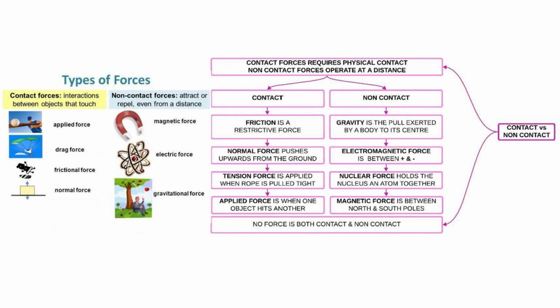Non-contact forces are gravity, which is a force of any mass pulling other things towards its center. We've got electromagnetic force, which is between positively and negatively charged objects. Nuclear force holds a nucleus together, and magnetic force is the force between the north and south poles. No force is both contact and non-contact. They have to be one or the other.